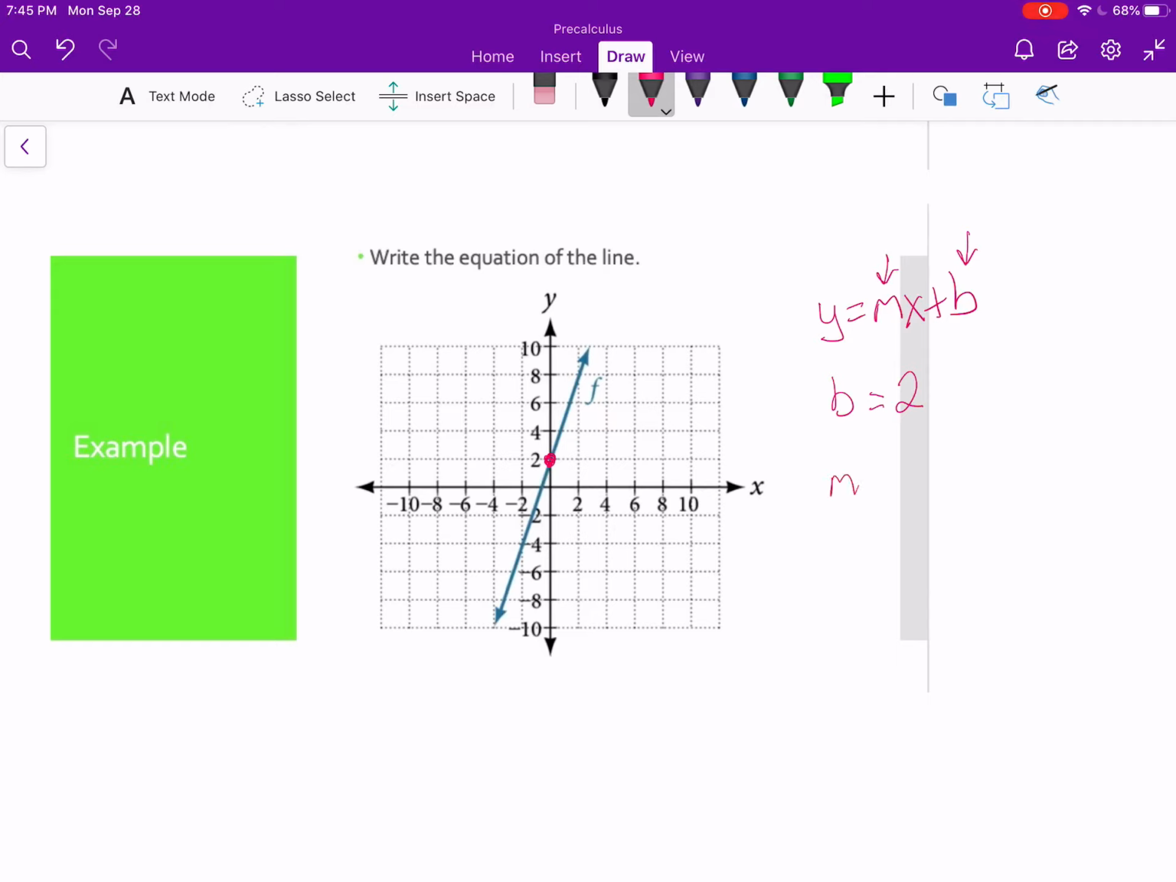And for m, we can either pick 2 points or we can count. So I like this point and I like this point up here. So we're going up 2, 4, 6, and to the right 2. So 6 over 2 is 3. Now that we have m and b, we can just plug them in. So y equals 3x plus 2. And then you're done.